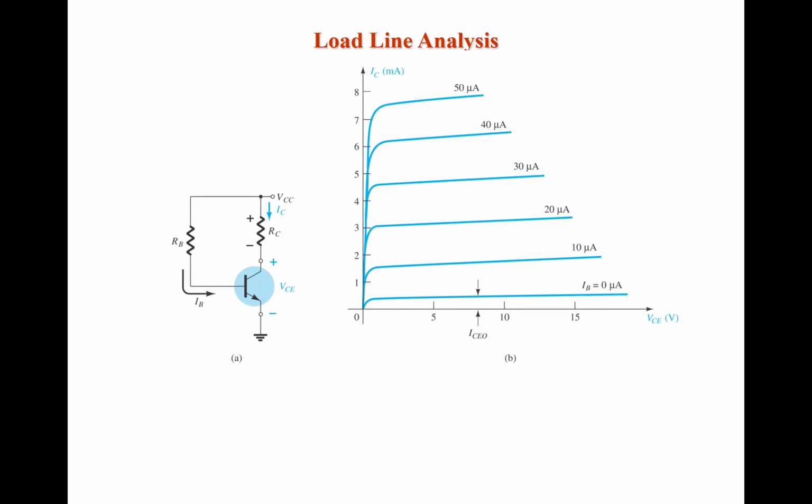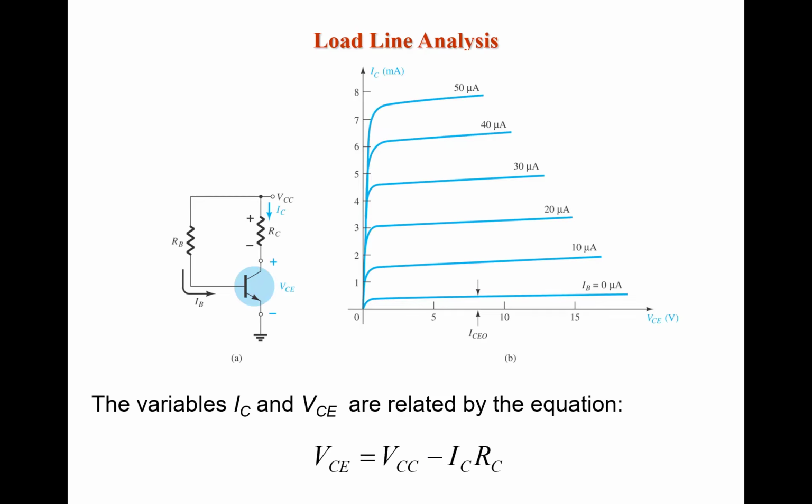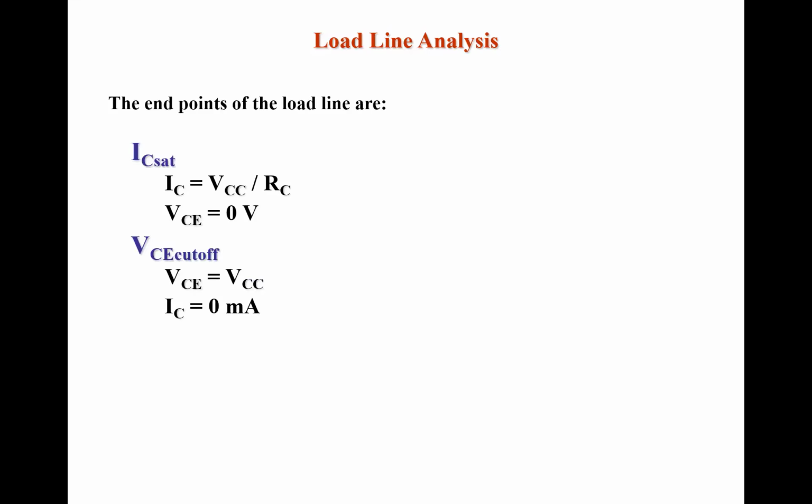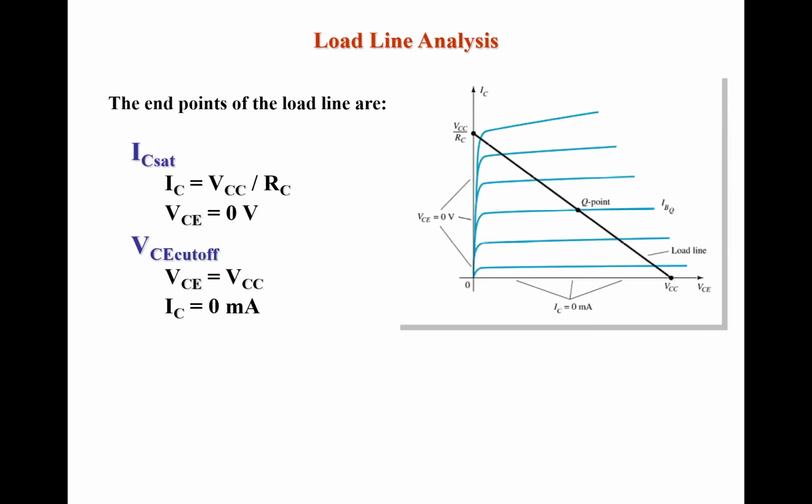And this is the load line analysis for fixed bias configuration. We can clearly observe how the signal is amplified here, by keeping various values of base currents from IB equal to 0 to IB equal to 50 microamperes. This we already know.